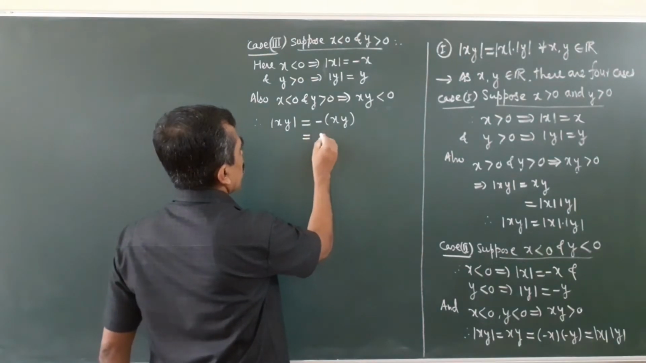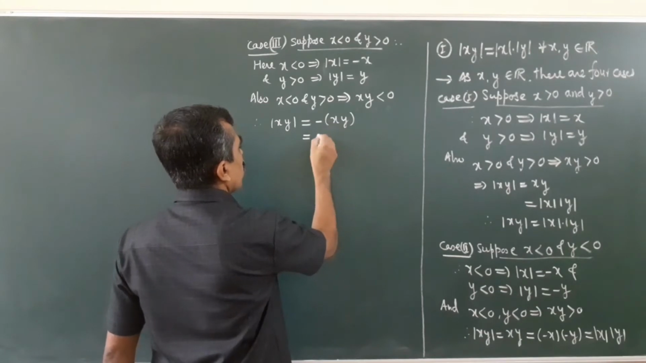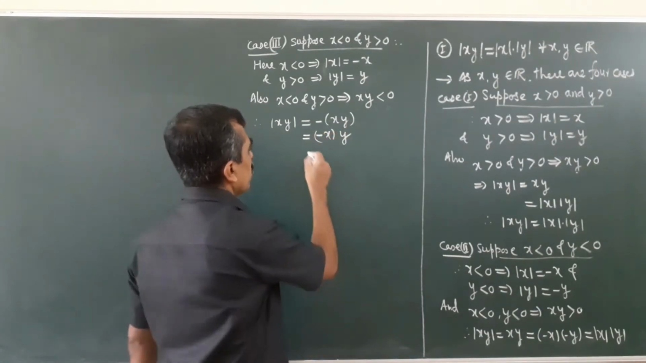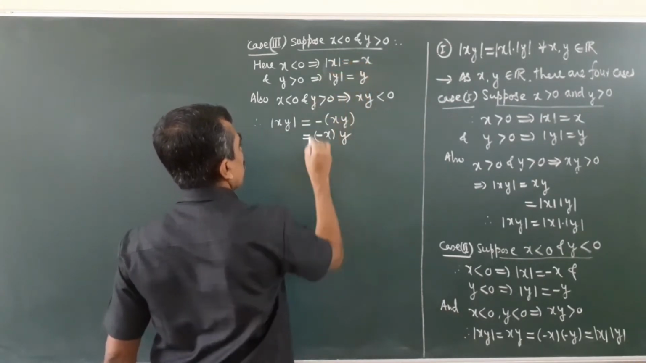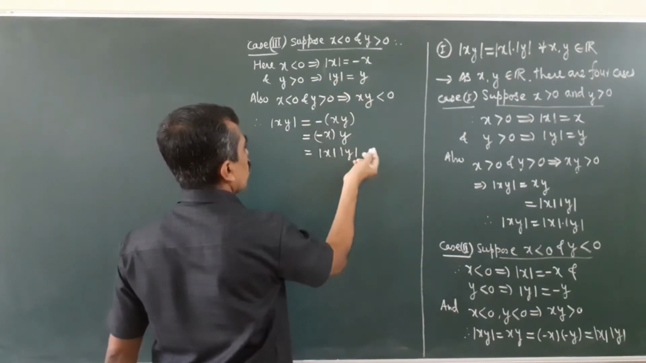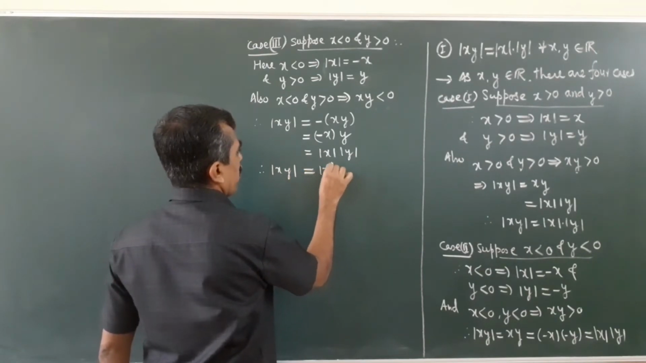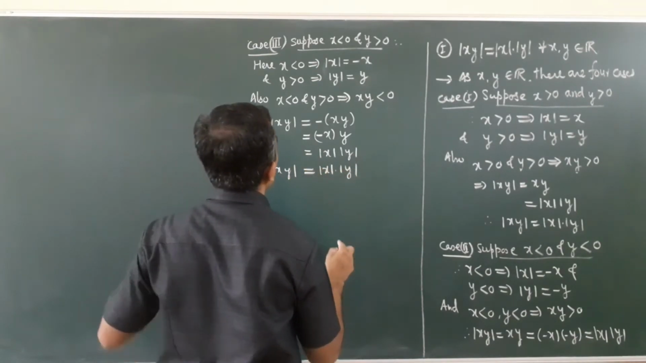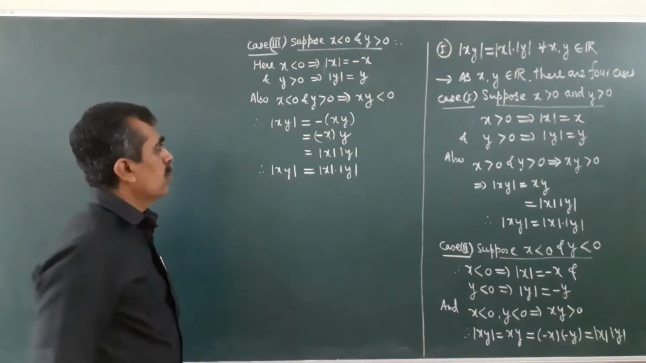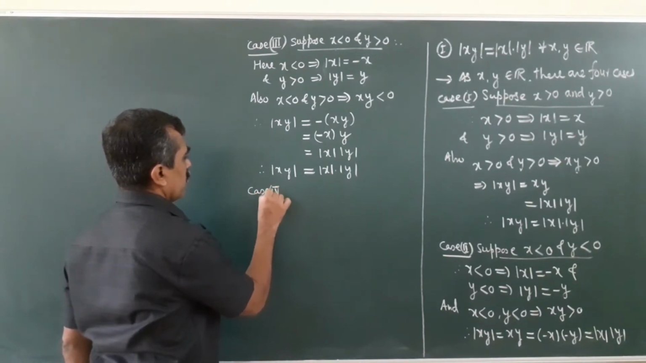But this is equal to minus x into y, using the associative property. And minus x is mod x, and y is mod of y, because y is positive. Therefore, mod of xy is mod x into mod of y. So whenever x is negative and y is positive, mod of xy is mod x into mod y. So simple. Come to the last case.